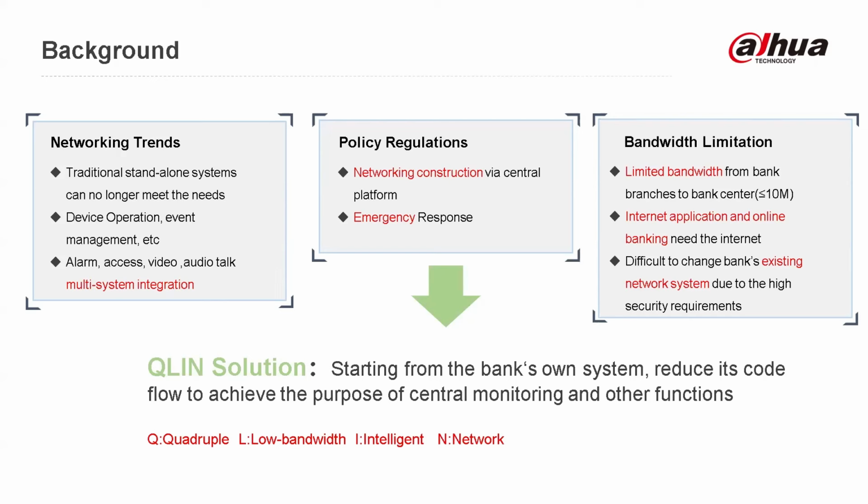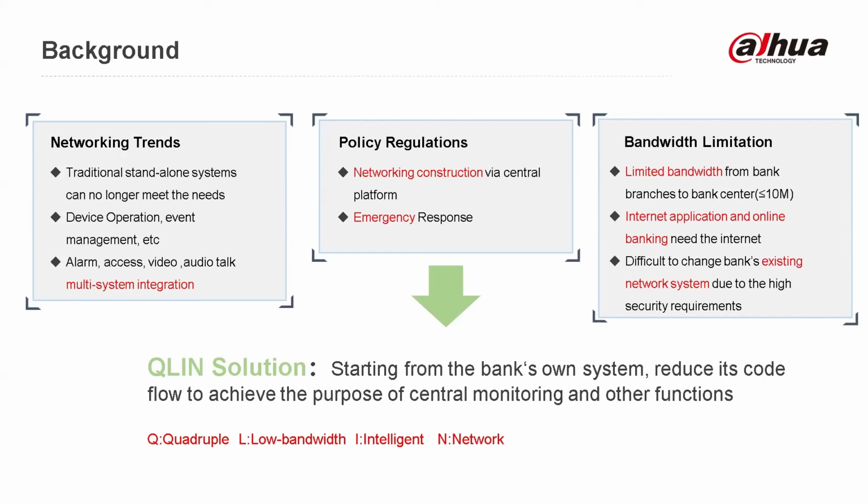So banks have high bandwidth requirements, but they will always prioritize having low banking operations first, then we can add the other things. So it's hard to change the bank's existing network system due to high security requirements. At the same time, the cost of having to maintain this bandwidth is high.